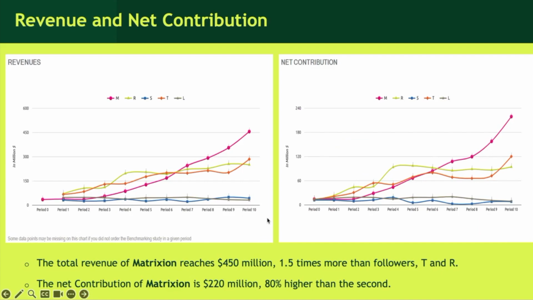But for the revenue and the net contribution, we can still see that the performance of Matrixon is very good. The total revenue reached 450 million, which is 1.5 times more than the followers. While the net contribution of Matrixon reaches 220 million, which is 80% higher than the second.